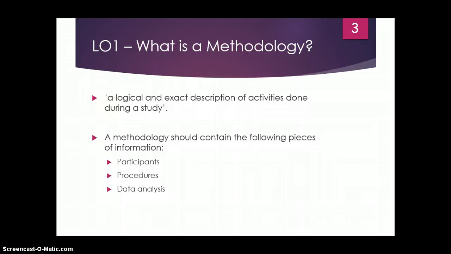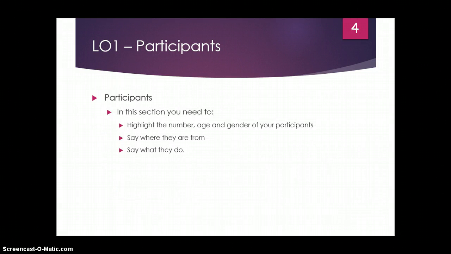So we'll start with participants. In this section, I expect to see you highlight the number, age and gender of your participants. That is, how many participants were in your study, what age were they, and what gender, male or female. There's some other anthropometric measures that I expect to see, so height, weight, and if you've done any body composition testing, so BMI or body fat percentage, I expect to see them in as well.